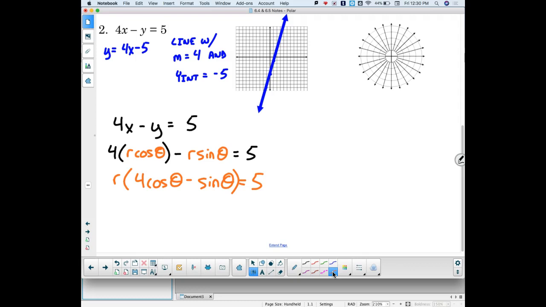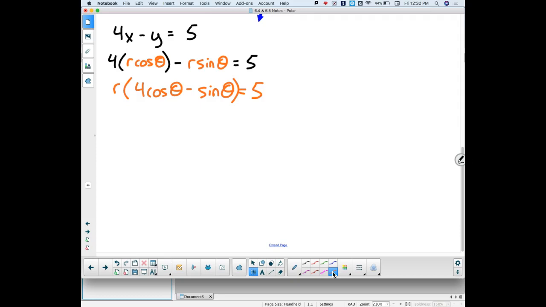Is it solved for r yet? No, because I don't have r equals. So how am I going to get r equals? Divide by that whole ugly parentheses thing. So r here is going to equal 5 divided by 4 cosine of theta minus sine of theta.